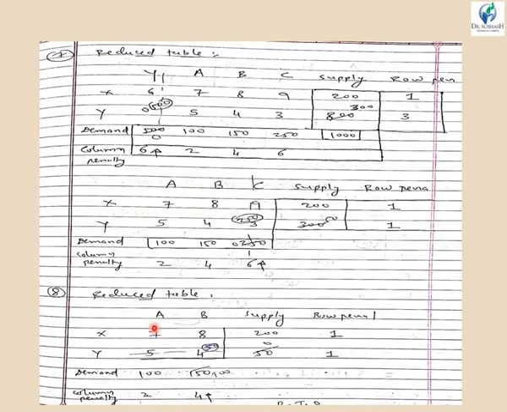That is our 8th step. Now finding out the penalties of rows and columns. Again it is 1, 1, 2 and 4. So you can see 4 is the largest penalty among all the penalties that you found.